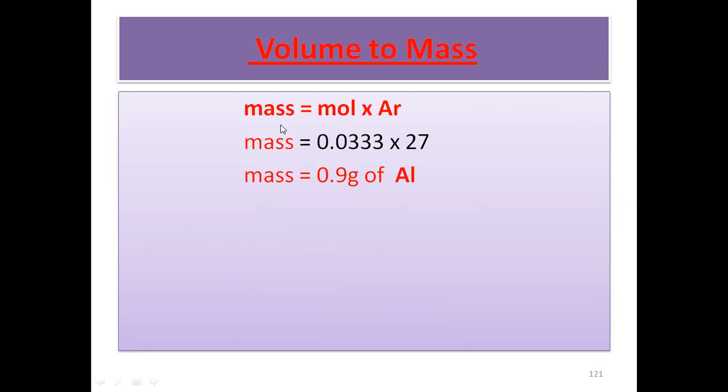Now these moles of aluminium will be converted into mass. Mass is equal to mole into relative atomic mass of aluminium, 0.0333 into 27, and finally we have 0.9 gram of aluminium, which is the mass required.